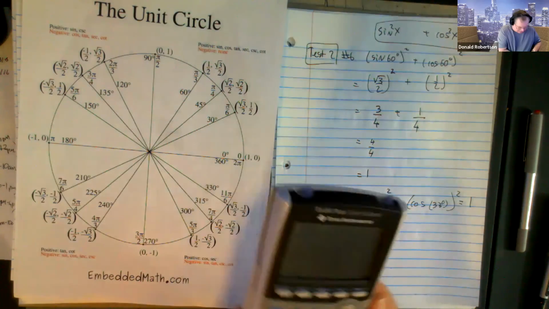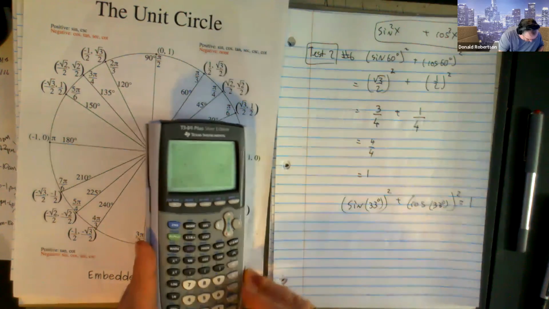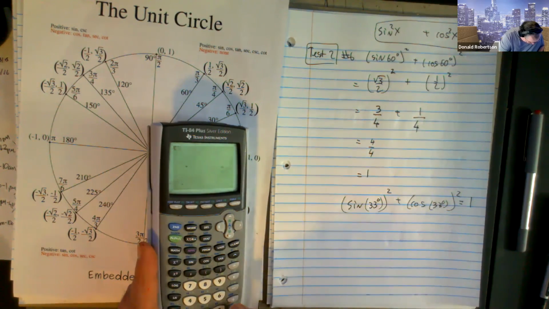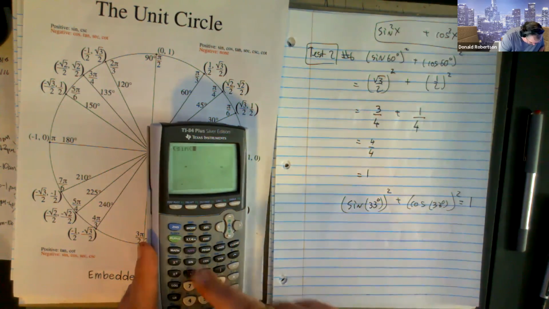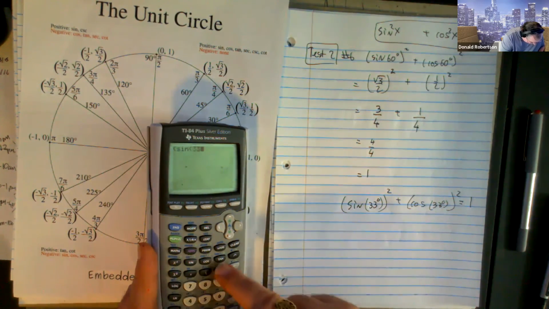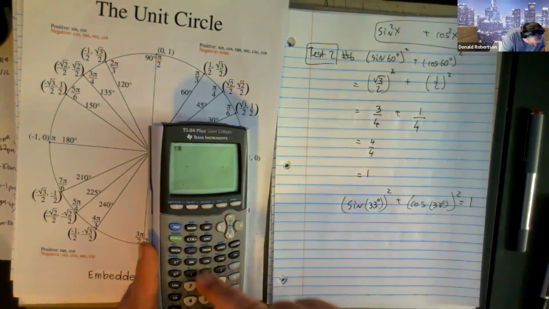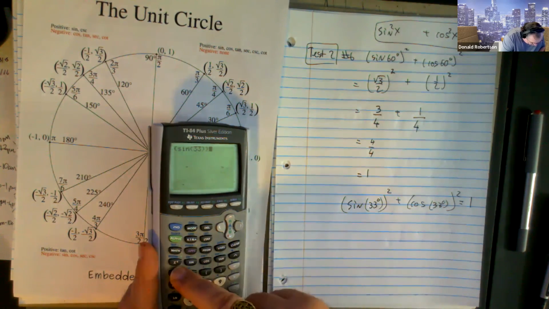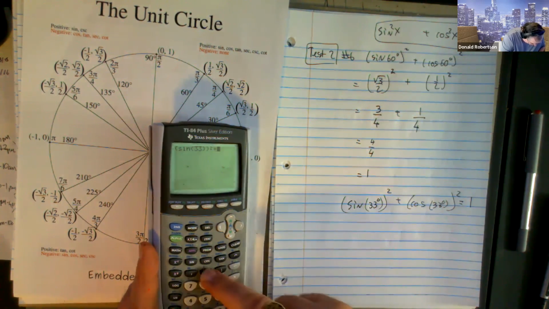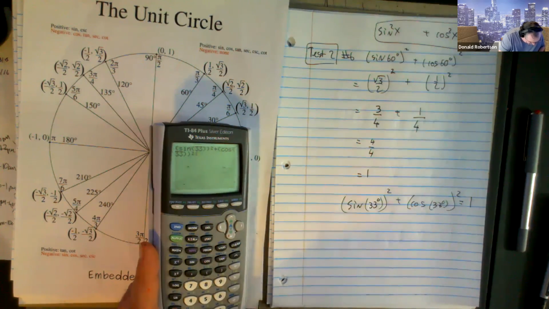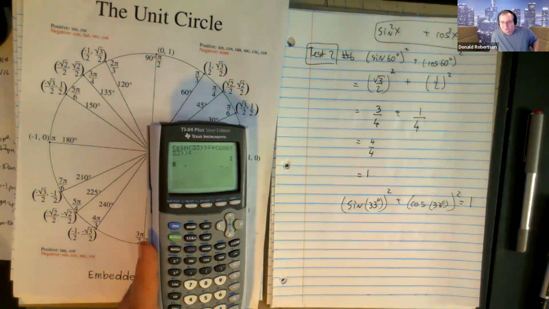Well, let's see how good the calculator is. In brackets, the sine of 33 squared. Oops, that wasn't squared. In brackets, the sine of 33, squared, plus cosine 33 squared. And the answer is 1.